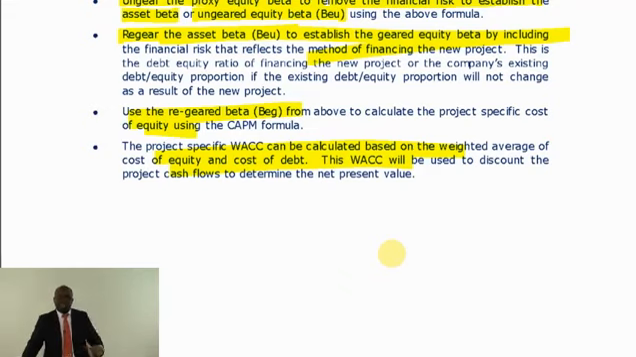Bring that business risk. Ask yourself, what is your financial risk? If you have got financial risk, re-gear it and bring that financial risk. Put it in CAPM and then you calculate the WACC.